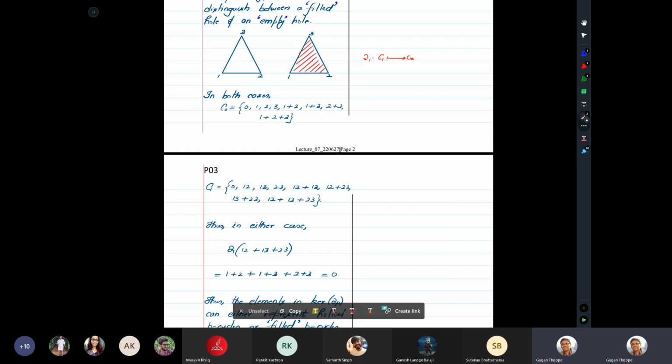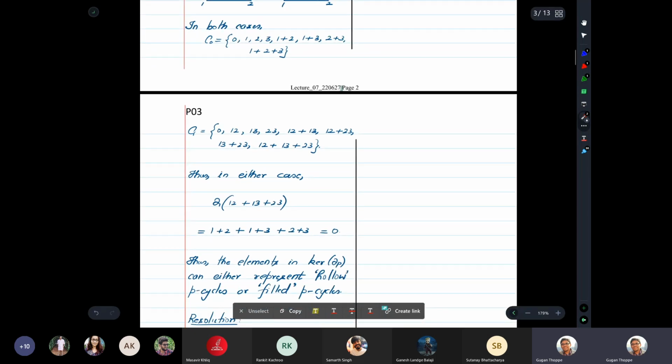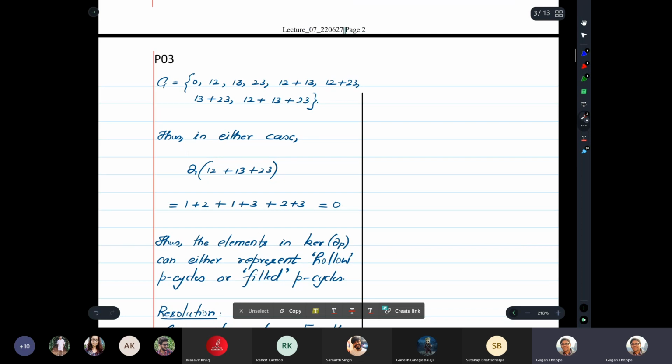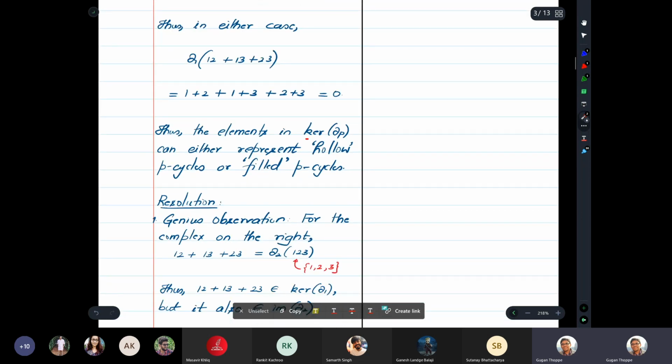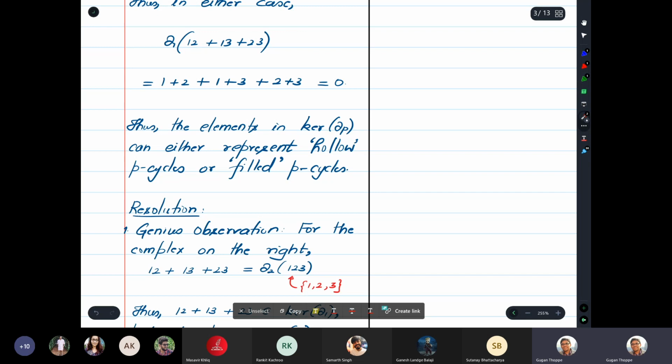Right? So you can see that the kernel of DABA P, so here in this example we looked at kernel of DABA1, but in general, if you extended this example, you will be able to conclude that the kernel of DABA P could either represent hollow P cycles or they could represent filled P cycles. So if you just look at the elements of kernel of DABA P, you would not be able to conclude whether the elements there indeed represent these holes that we are interested in, or they represent pseudo holes.